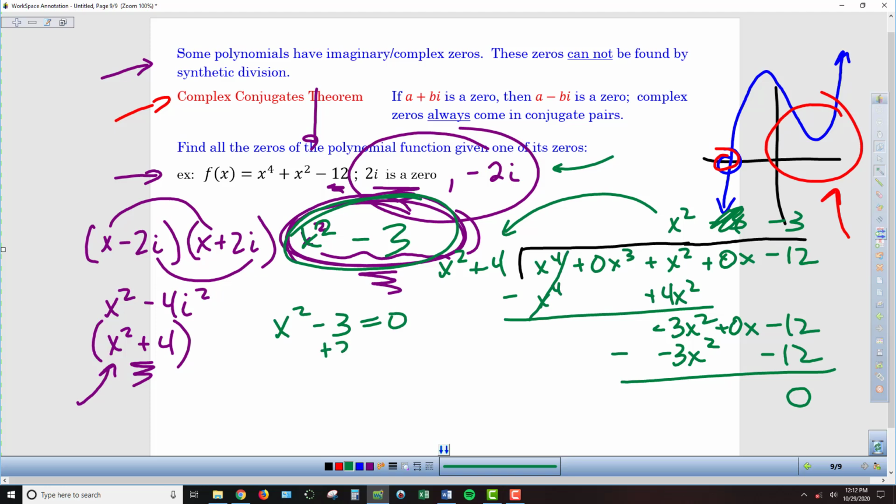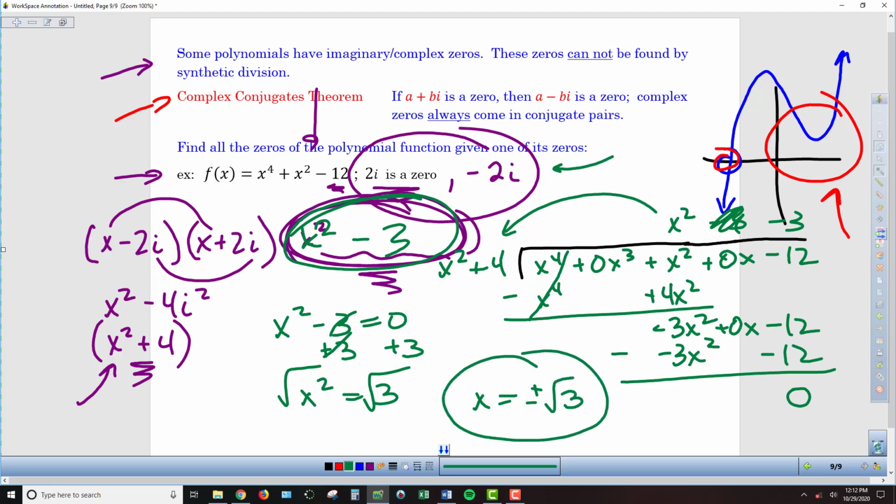I can add 3 to both sides, so I get x squared equals 3. And so now I can take the square root of both sides, and so indeed I am not getting rational zeros. So if I had tried to use my p over q approach, it would have led me nowhere on this one. So I get my remaining two zeros are plus or minus root 3.